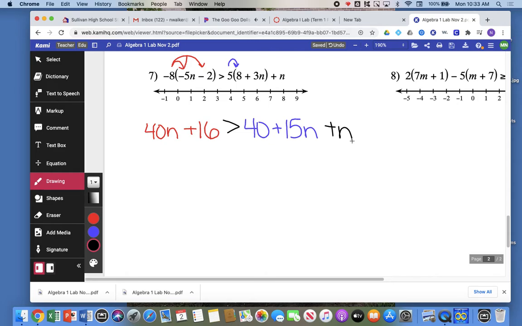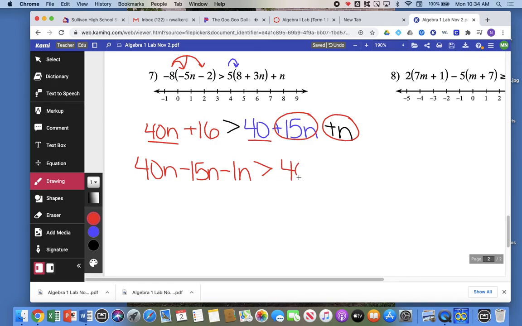So now I'm ready to rearrange. How many terms are going to be on the left? All right, we have a 40n. Now how do I bring over a positive 15 and a positive 1? And I'm going to put a 1 there. And then this 40 is already here. And then I'm going to minus 16. Very good.